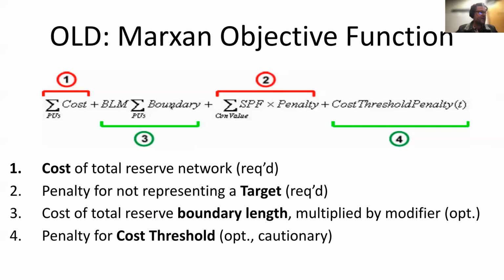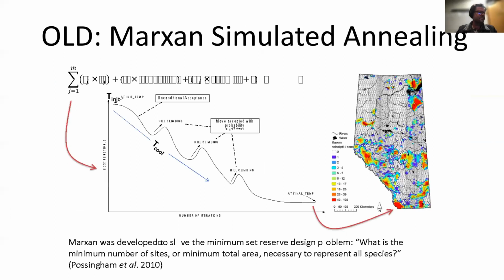And then there's the boundary length modifier, but before I talk about that, you would have these targets. So what species are you trying to conserve? And then there's some representation of how much of that species you would want. And if you don't meet that threshold, what's the penalty? So you're trying to minimize the cost, minimize that penalty, and make it efficient, constrained with the boundary length. So reduce the perimeter of the solution set, and you might have some other cost thresholds.